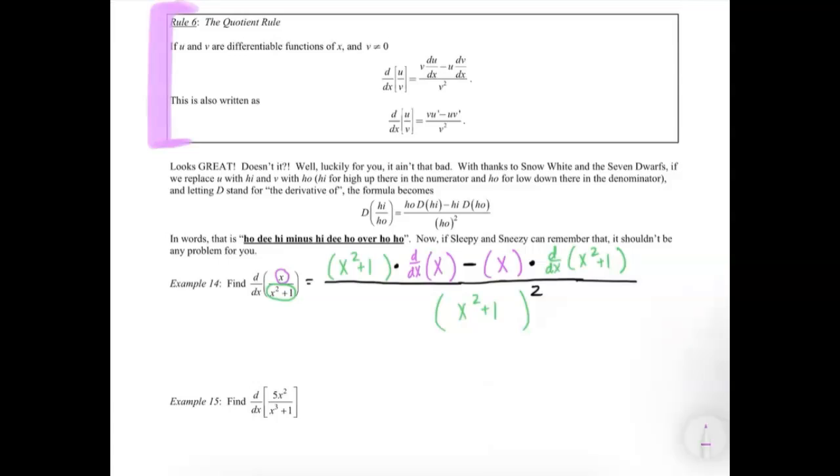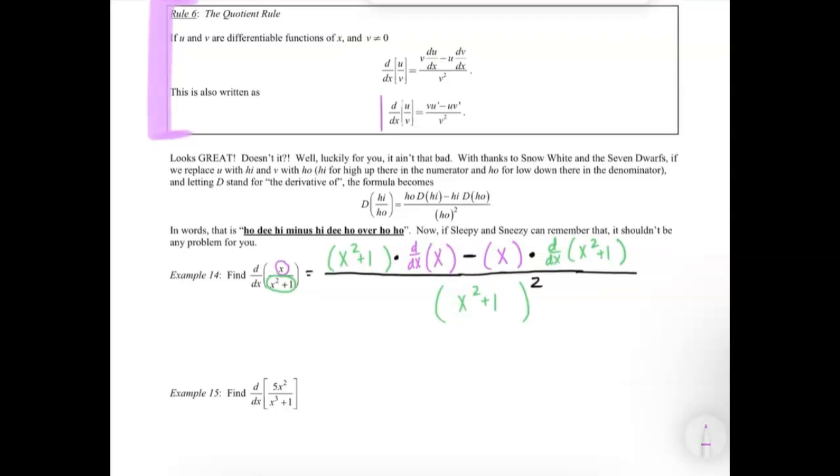All right, our final rule. I know there's a lot of rules, but the final one is the quotient rule. So this happens if we are dividing. You can see, I think it's a little bit easier to look at this one. When it's u over v, it's the bottom times the derivative of the top minus the top times the derivative of the bottom over the bottom squared.